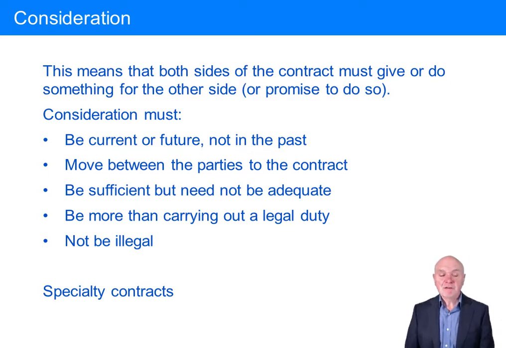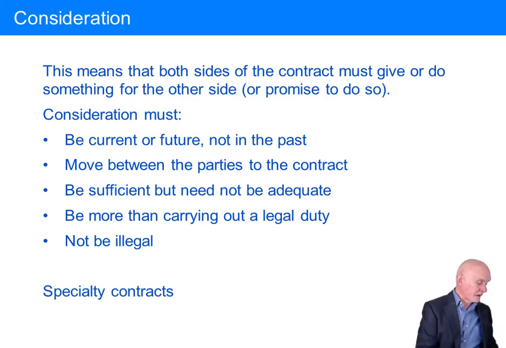It must be sufficient, but it need not be adequate. So sufficient means there has to be value of some sort, but it doesn't have to be adequate. In other words, the value doesn't have to represent, if you like, the true value. There just has to be some value, sufficient value. And the case there is the one of Chappell & Co. versus Nestle.